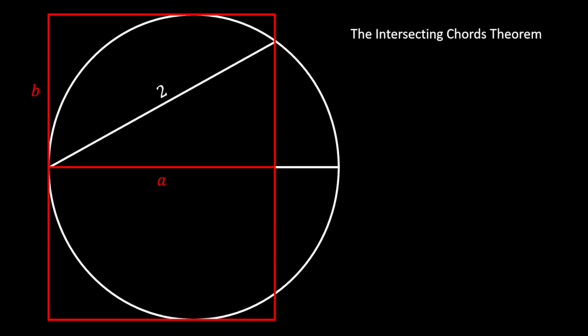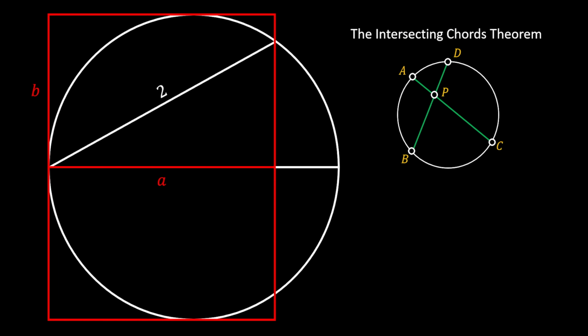Just to remind you, the intersecting chord theorem states that if we have two chords that intersect, in this case chords AC and BD, and they intersect at the point P, we know that the product of the segments AP and PC must be equal to the product of the segments BP and PD. Now let's mark our sketch on the left the same way as we did for our sketch on the right. And you can notice that again we have the chords AC and BD.